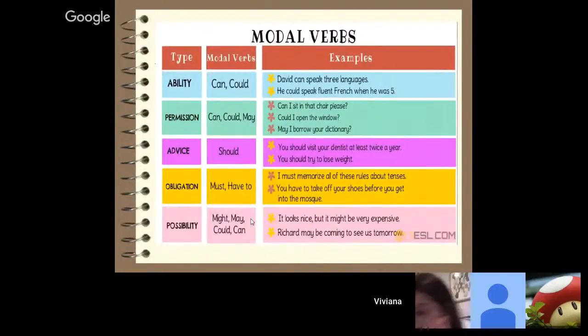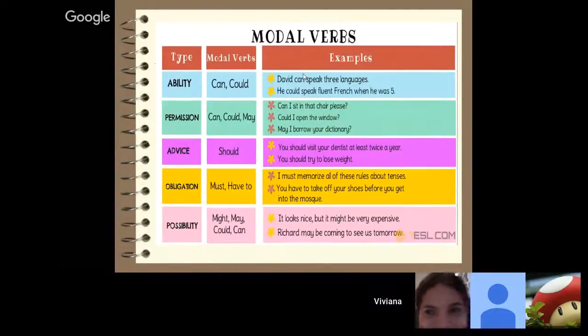Can and could express ability. So here are the examples. David can speak 3 languages. He could speak fluent French when he was 5. This is the past. He could is the past of can. Él podía hablar francés con fluencia cuando él tenía 5.